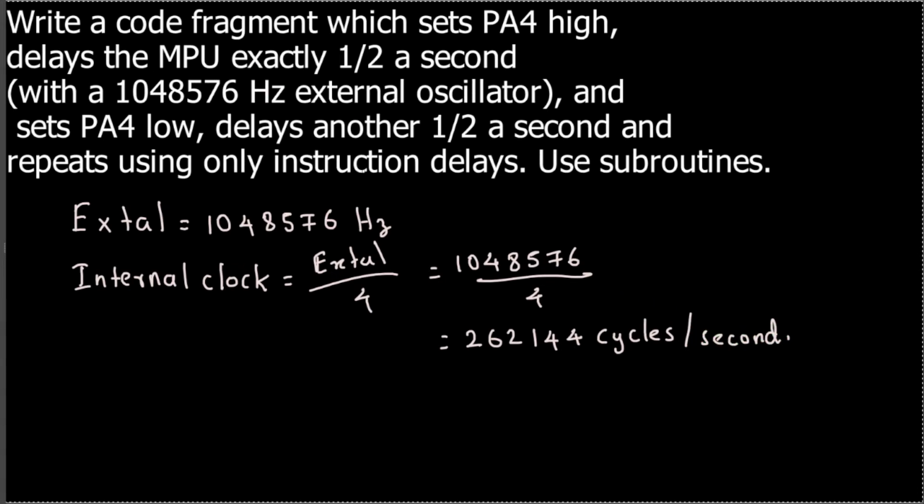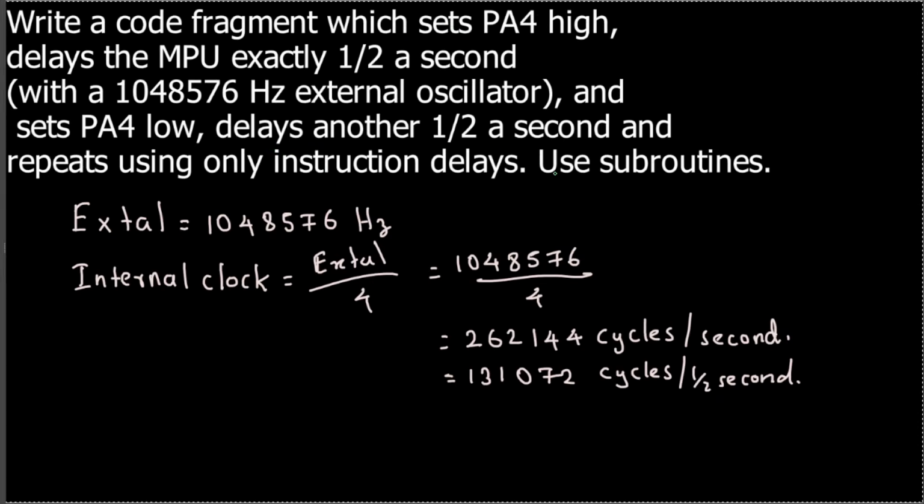And based on the question, we had to do it for half a second, so we divide this by 2 as well. That gives 131,072 cycles per half second. Okay, now we know the desired cycle count we need to derive. Based on that, we can go ahead and write our code.